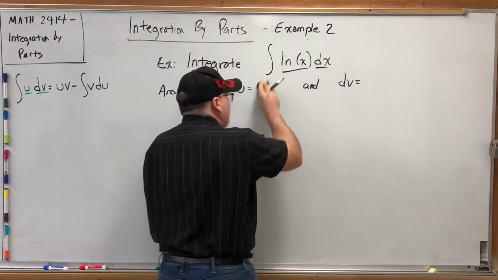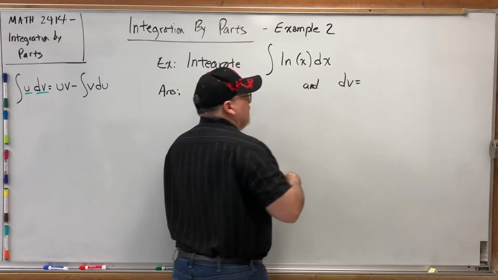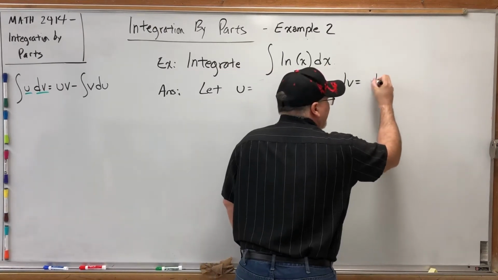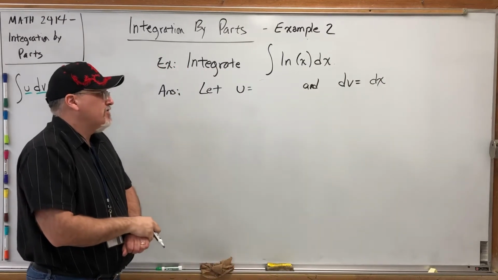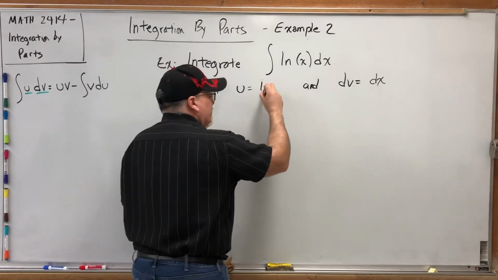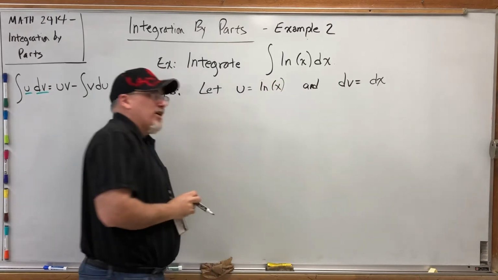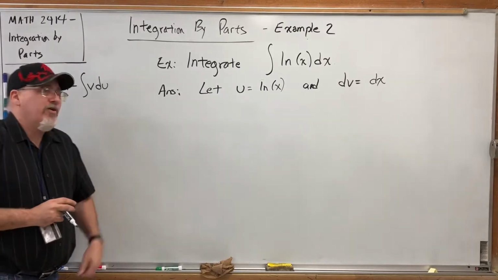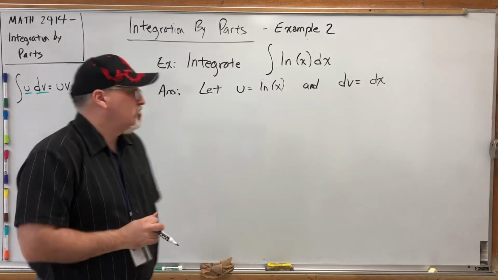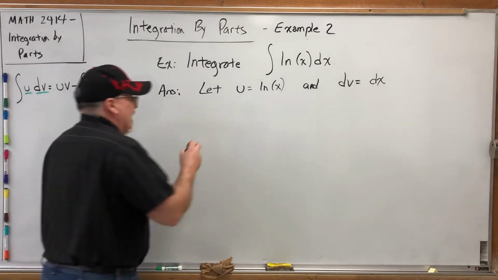So if you consider all that, the dx must go with the dv package, but you never want to put everything with the dv package. Then I only have one choice, and that's to put the ln x over here with the u. Which I don't mind doing, because the u is what I'm going to differentiate, and I know how to take the derivative of natural log of x. So let's use this setup and see what happens.